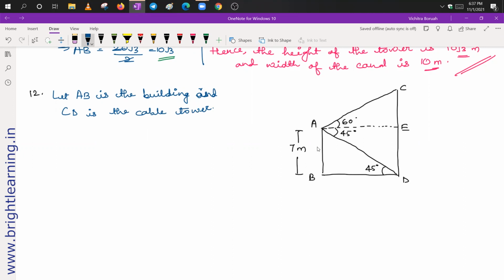Now next, first we can take triangle ABD. So in triangle ABD, why have we taken triangle ABD? That's because this angle is 45 degrees, and the length of AB is given. If we find the length of BD, then we will also get the length of AE.